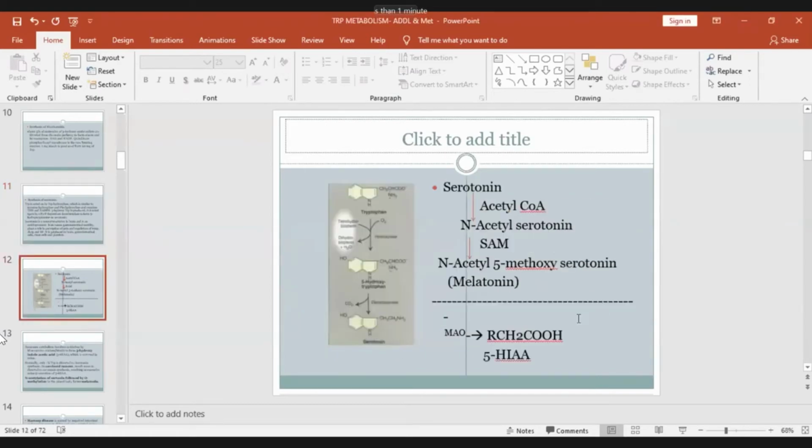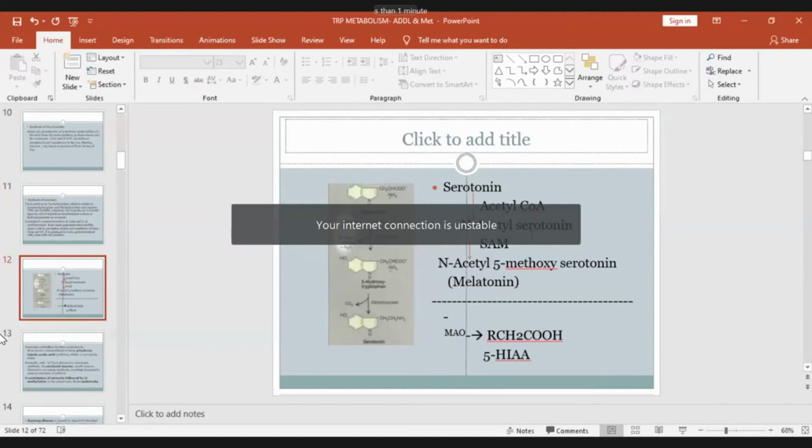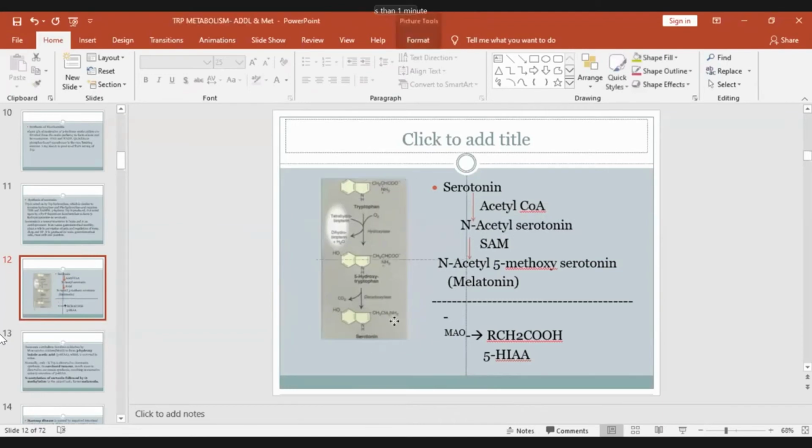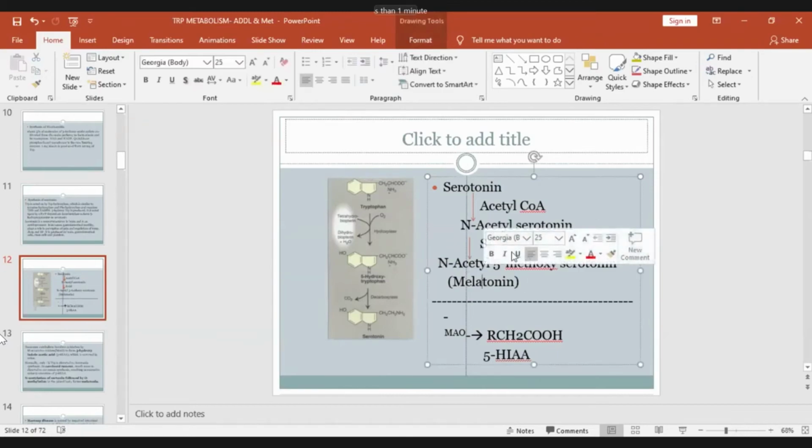Now it is acetylated by acetyl-CoA and acetylase to form N-acetyl-serotonin. So N-acetyl-serotonin is formed, and this is acted upon by methylase, with S-adenosylmethionine as the methyl donor, forming N-acetyl-5-methoxyserotonin or melatonin. Serotonin is acted upon by monoamine oxidase to form 5-hydroxyindole acetic acid.